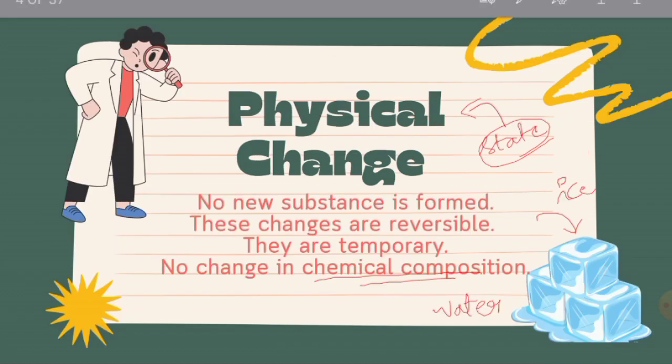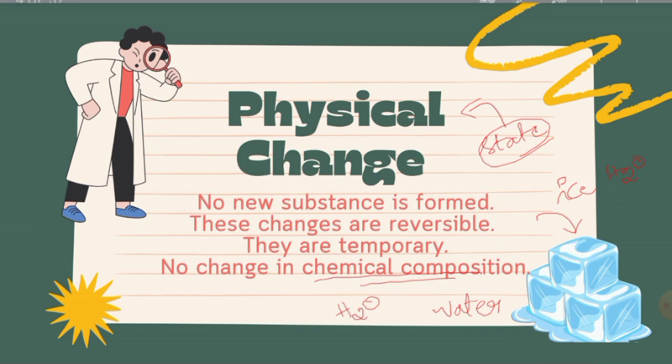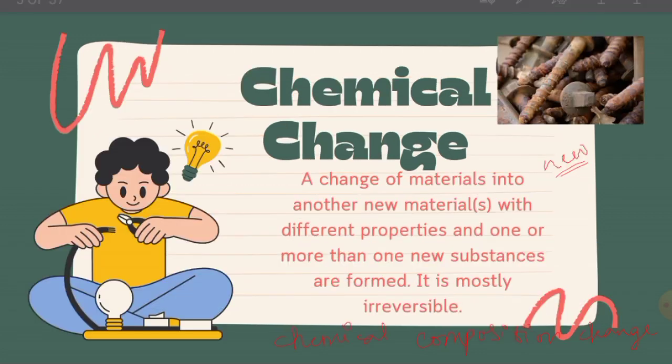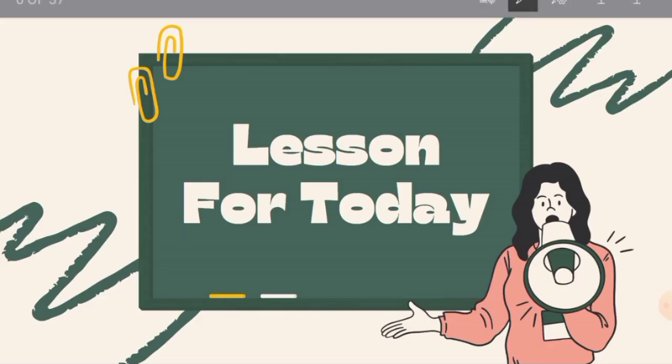Suppose if you take the same example, even if it is in the form of ice, the chemical formula is H2O. Even if it is in the form of water, the chemical formula is H2O only, there is going to be no change in chemical composition. Whereas in chemical change there is going to be some change in the chemical composition, and these changes are mostly irreversible. Mostly, some can be reversed but mostly they are irreversible, that is why I have mentioned mostly. I hope physical change and chemical change are clear to you, so that we can move on to the topic actually.